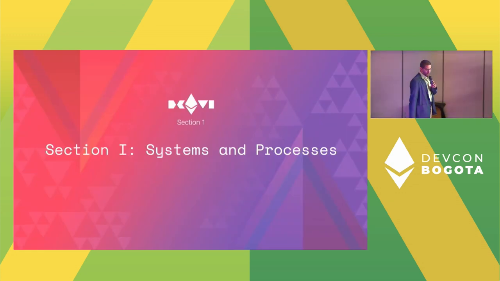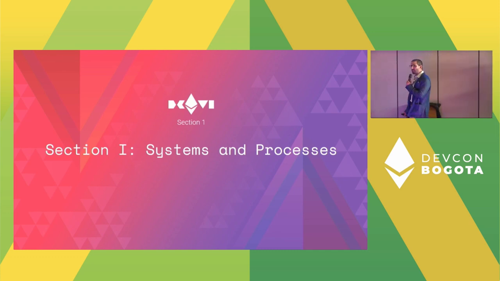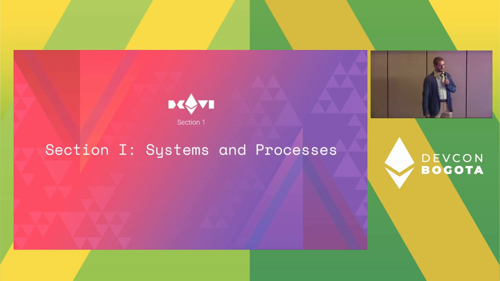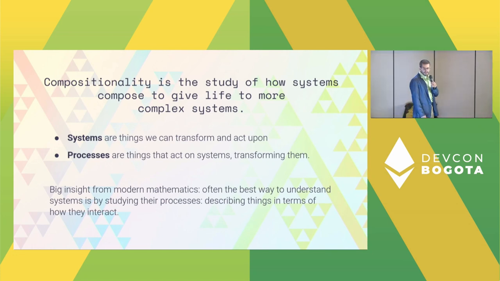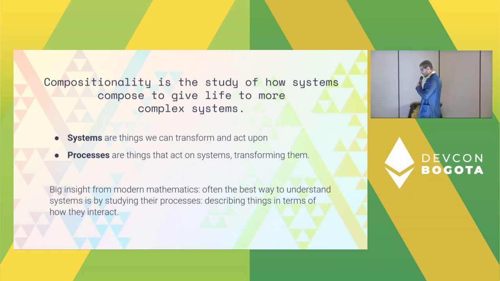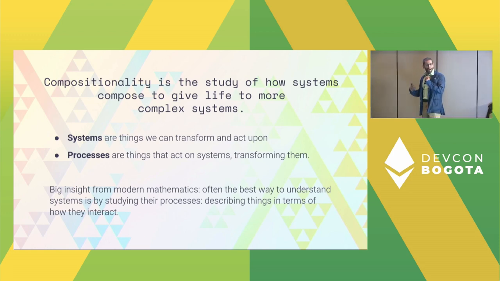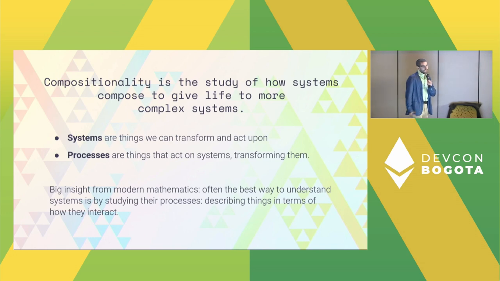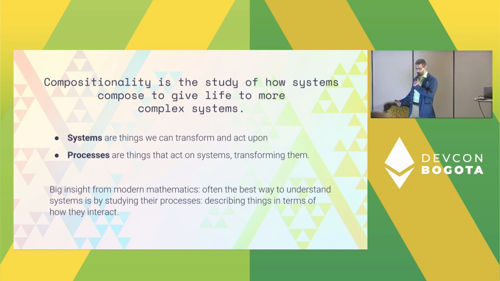Okay, so first of all, to introduce the concept of compositionality, we need to introduce some basic building blocks that are systems and processes. Compositionality is basically the study of how systems compose to give life to more complex systems. Systems are basically things that can be transformed and acted upon. And processes are exactly the things that act on systems and transform them.